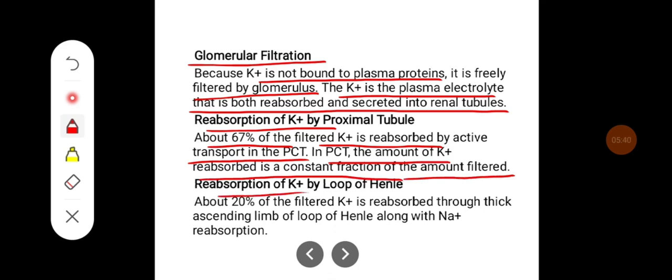Reabsorption of potassium by the loop of Henle. About 20% of the filtered potassium is reabsorbed through the thick ascending limb of the loop of Henle, along with sodium reabsorption.